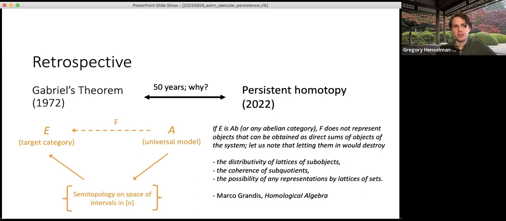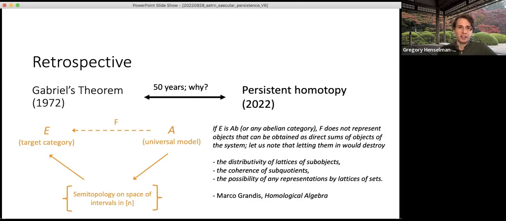So when we construct our secular homomorphism, under the hood, our homomorphism really maps a semi-topology on the space of intervals in this poset into our target category. And it's an important structural fact. There's a so-called universal model, a universal category that factors through this map in a canonical way. And that universal model is really what we use to prove most of the structural results in secular persistence.